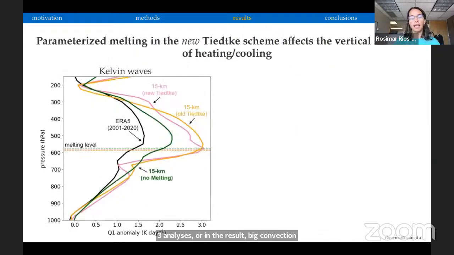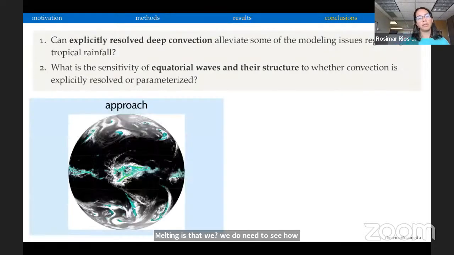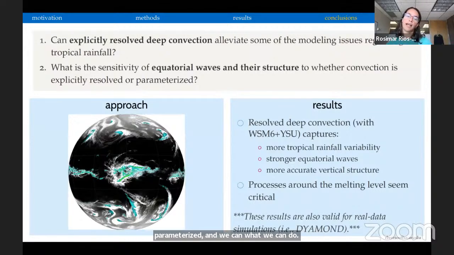I'll skip through the next slide, but I'll just mention that we're thinking that this is related to the parameterized melting, because when we turn off parameterized melting within the Tiedtke scheme, which is the green line now, that sharp gradient is gone. So the answer, of course, is not to turn off melting, but that we do need to see how the melting is parameterized and what we can do. I'm just gonna put up the summary slide here in the interest of time and conclude by saying that I have also looked at realistic simulations, not just aquaplanet, and the results are still very valid.